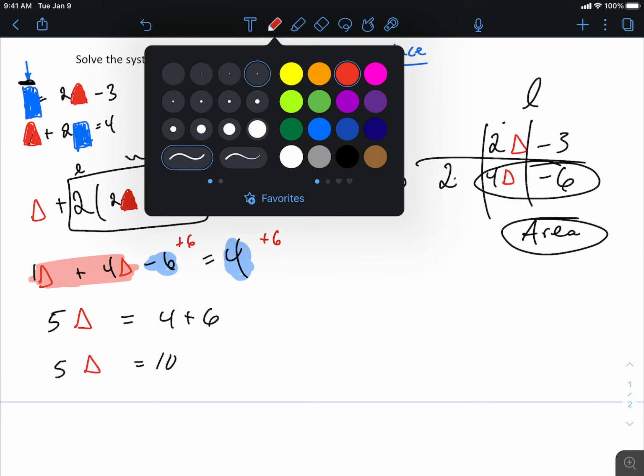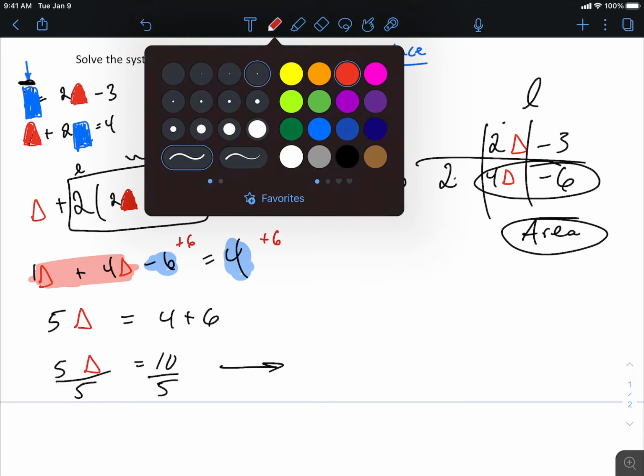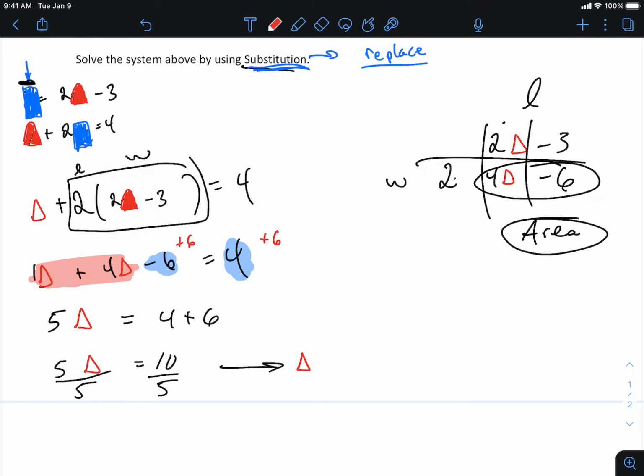How do I get one red triangle? How do I get what one red triangle is worth? You say, okay, I'm going to divide both sides by 5. And I get one red triangle is equal to 2. Does anybody have any questions? I'm going to take a little pause here.